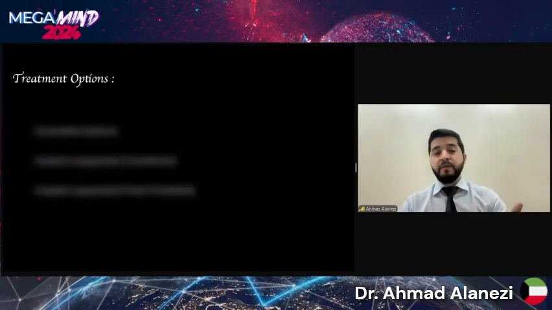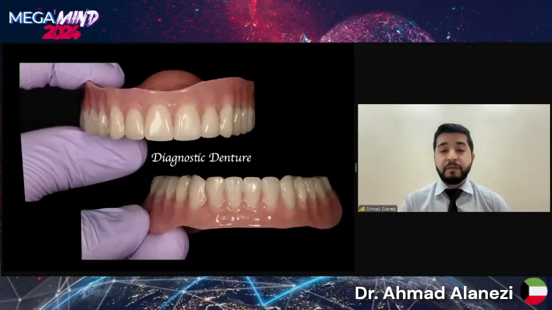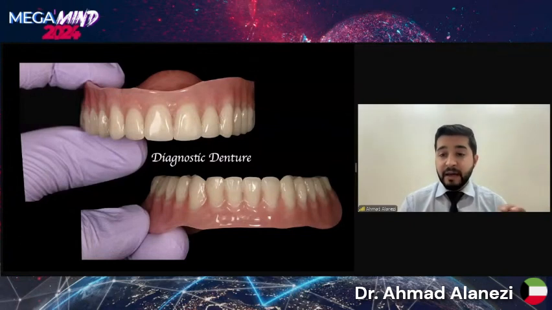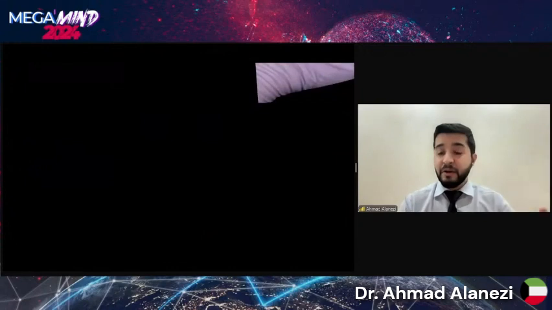The treatment plan was given to the patient, and the patient chose an implant-supported fixed prosthesis. Because of that, we need to first design a diagnostic denture. This is the most important step in your planning: designing a good diagnostic denture that has a good occlusal scheme as well as representing good facial features.